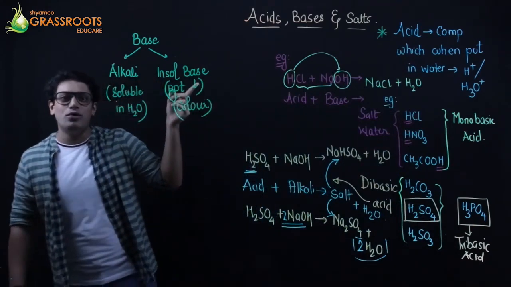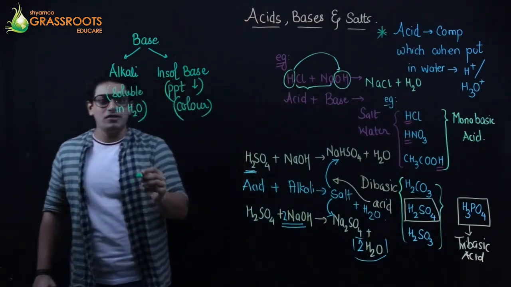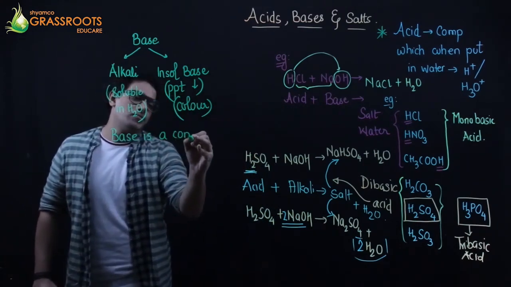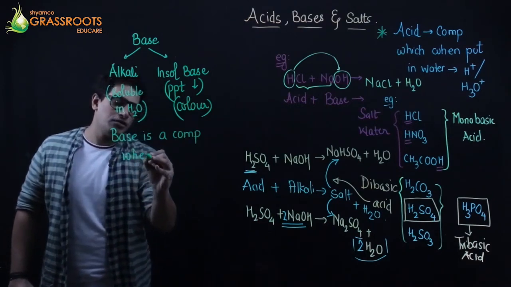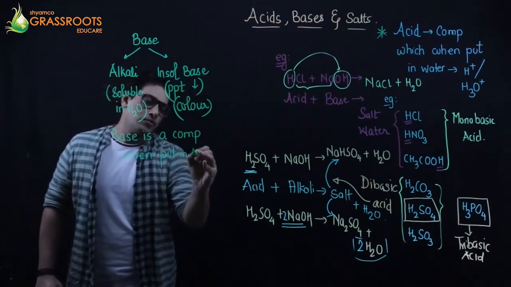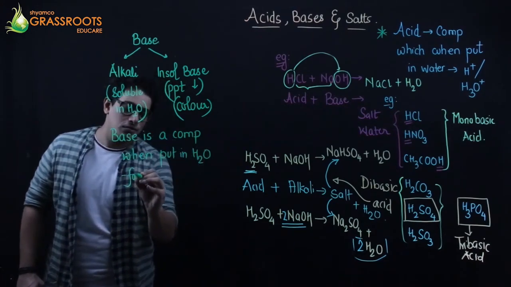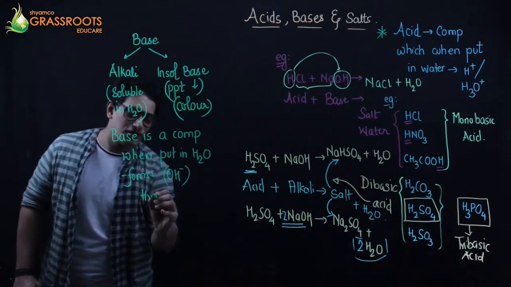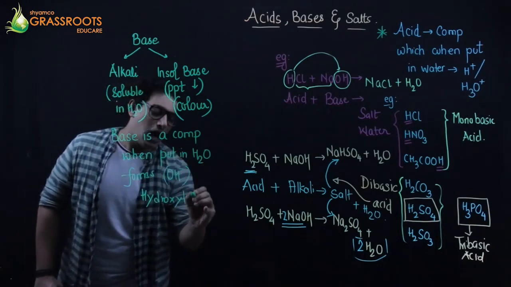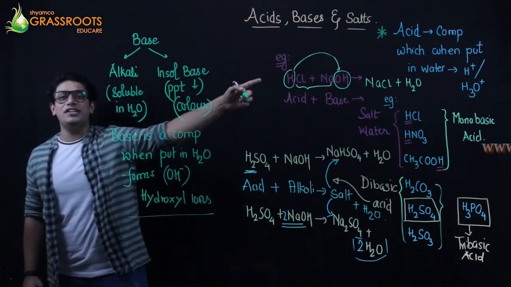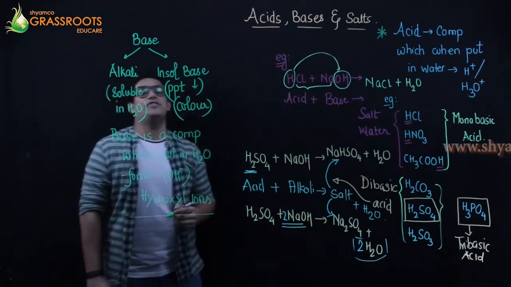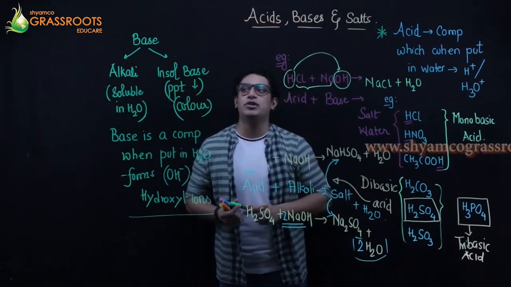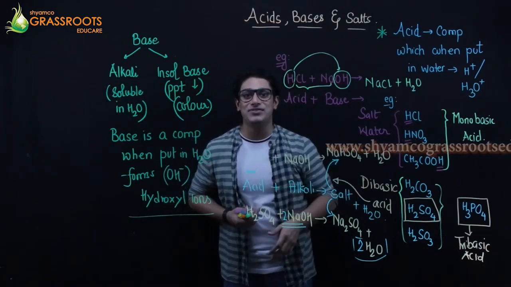So an acid is a compound that, when put in water, gives H plus. Similarly, can I say a base is also a compound that, when put in water, forms OH minus, that is called hydroxyl ions. The acid gave hydronium or hydrogen, and this gives me hydroxyl ions. So when we get a hydroxyl ion when put in water, we call that substance a base.